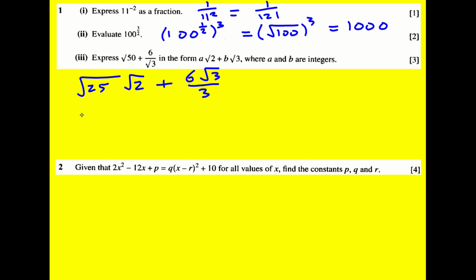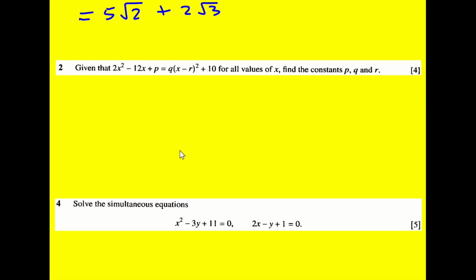This then simplifies quite quickly actually to 5 root 2, because root 25 is 5, plus 6 divided by 3 is 2, 2 root 3. And we've got it in the form where a and b are integers. So that was a bit of indices and a little bit of surds.